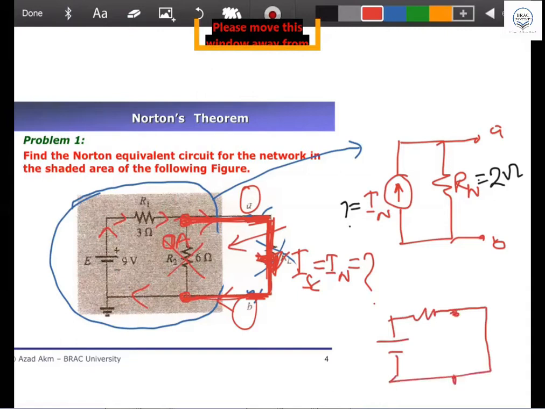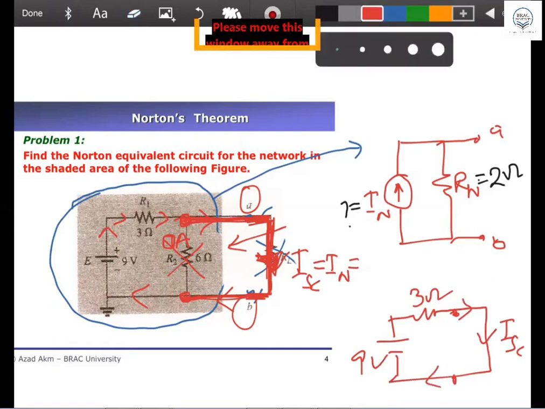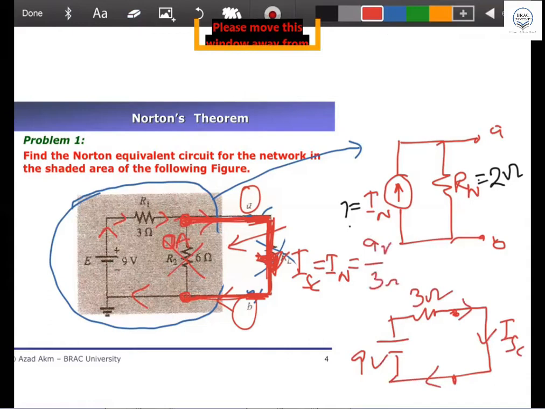So this is your 3 ohm, this is your 9 volt. If I ask what is the short circuit current, any child, if you bring him here, he also can answer what is I short circuit. Tell me. What is the current flowing through this circuit? Yes, sir, 3. How did you find 3? E by R, sir. That is V by R. V is your 9 divided by 3. 9 volt, 3 ohm equals 3 ampere.